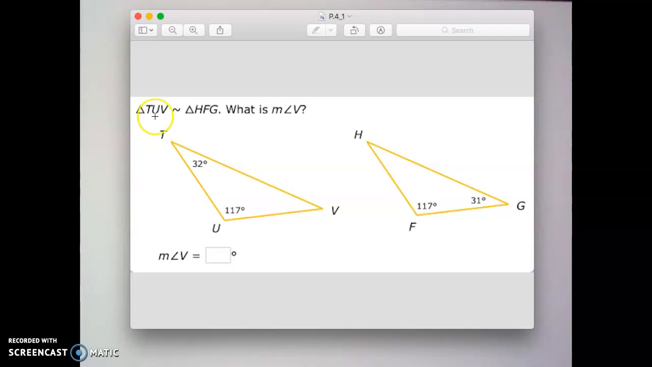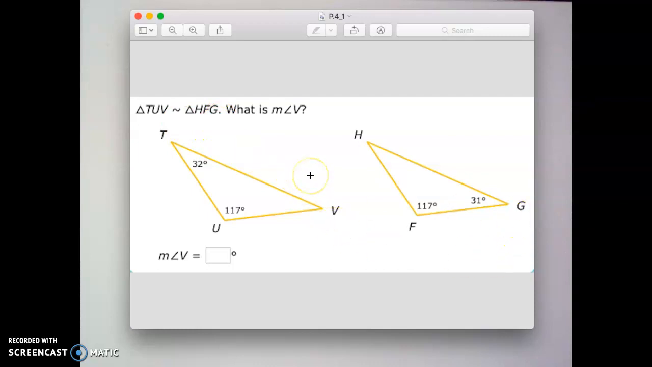Here we are given that triangle TUV is similar to triangle HFG. So remember, that's lining up our corresponding parts. T would correspond to H, and then U corresponds to F, and V corresponds to G.